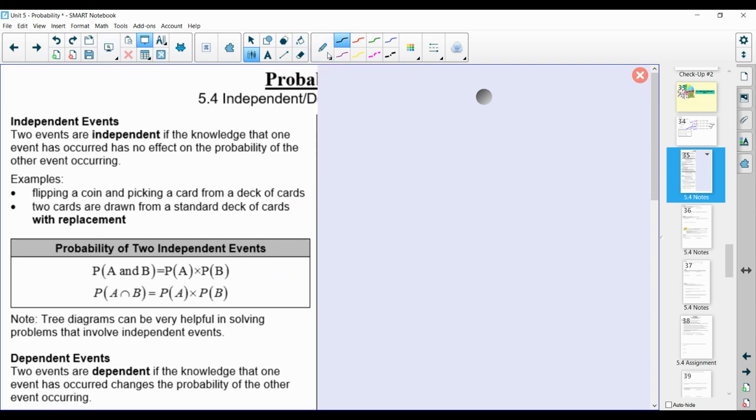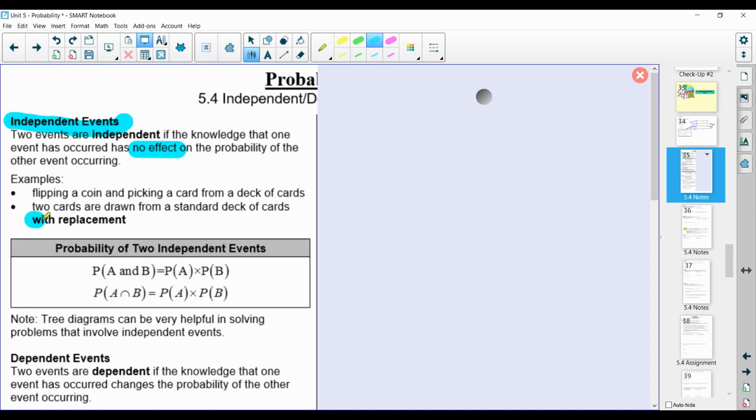All right, before we get into some examples, let's take a look at the definitions of independent and dependent events. First, we're going to start off with independent events. 2 events are considered to be independent if the knowledge that one event has occurred has no effect on the probability of the other event occurring. For example, if we're flipping a coin and picking a card from a deck of cards, the flipping of the coin and the pulling of a card from a deck of cards will have no impact on each other.